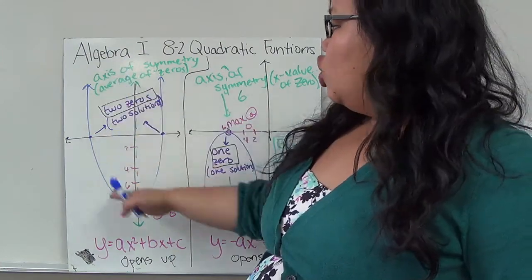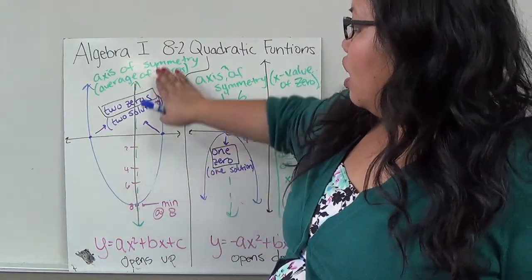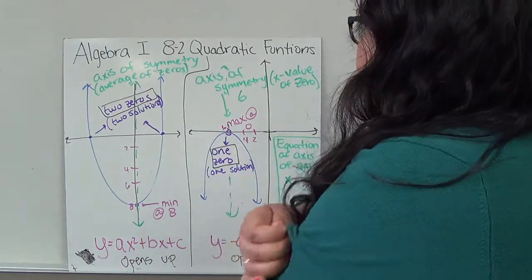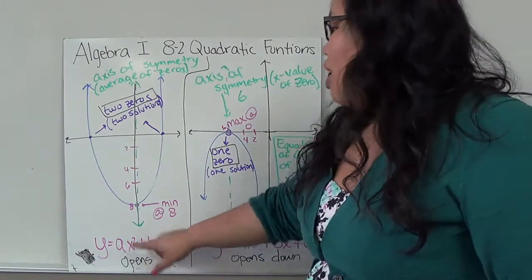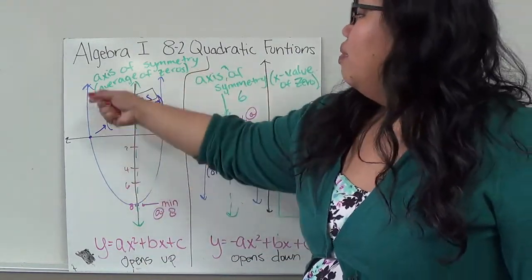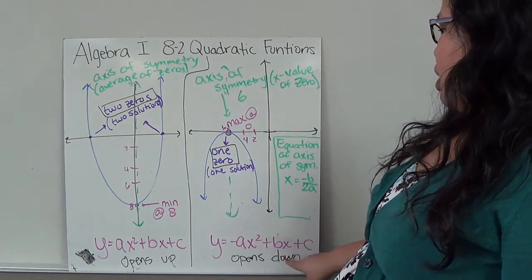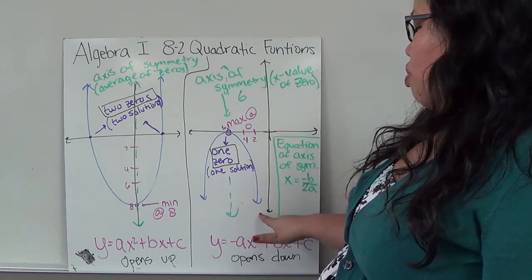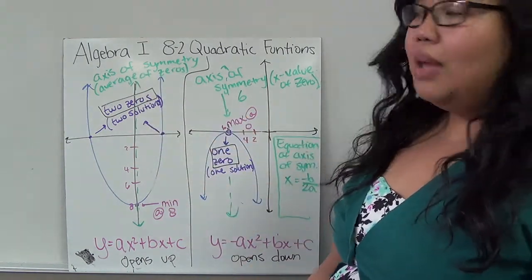So basically it's this U-shaped graph. It'll hit a certain peak and then it'll mirror itself back in the opposite direction. Now you know the form ax squared plus bx plus c. This graph opens up, but this graph, negative ax squared plus bx plus c, opens down. So if the a is negative, then you'll see a downward parabola. If it's positive, then you'll see an upward parabola.